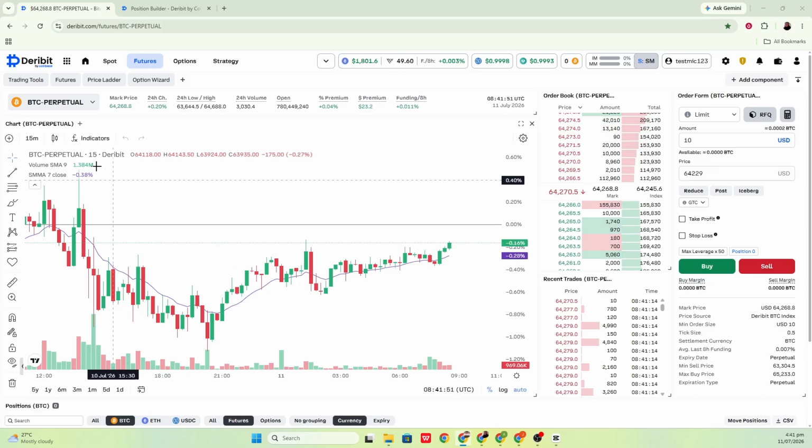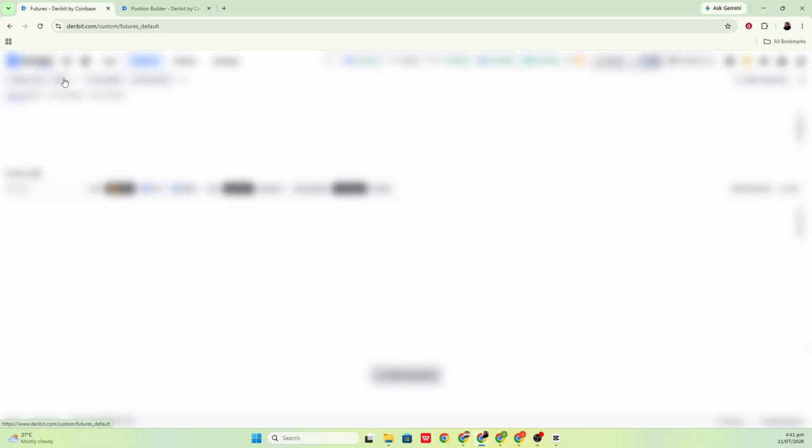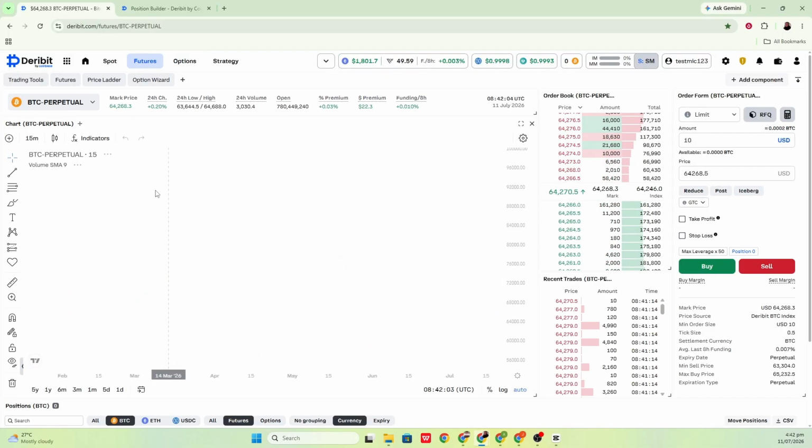Begin by navigating to the Perpetuals market. In the top navigation menu, hover over Futures and select Perpetual. Once the market opens, make sure the active trading pair is set to BTC Perpetual. This is usually the default selection.